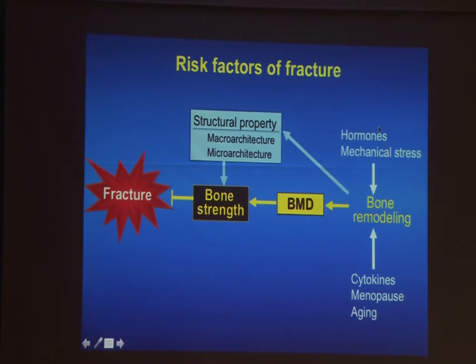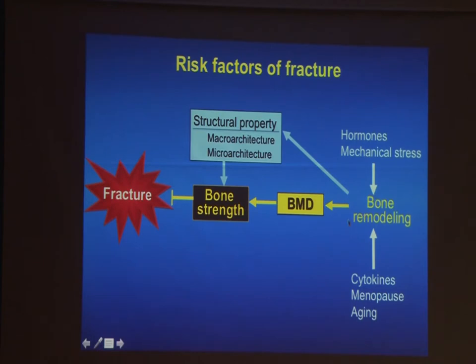This remodeling balance is maintained by hormones such as sex hormones and calcium regulating hormones, as well as mechanical stress. And circumstances such as rheumatoid arthritis have high inflammatory cytokines, which cause increased bone resorption. Menopause causes a reduction in estrogen, and aging also causes a deterioration in remodeling balance, as well as an increase in oxidative stress and so forth.